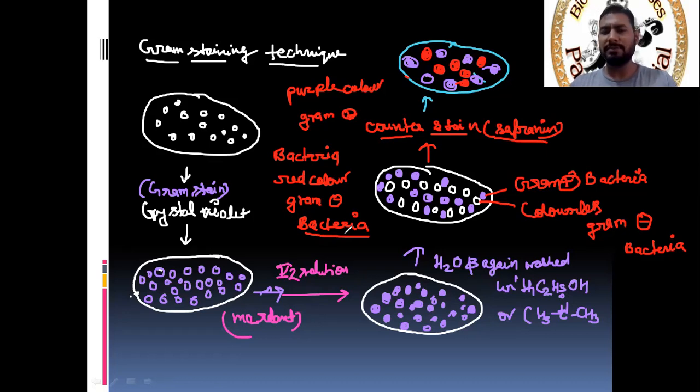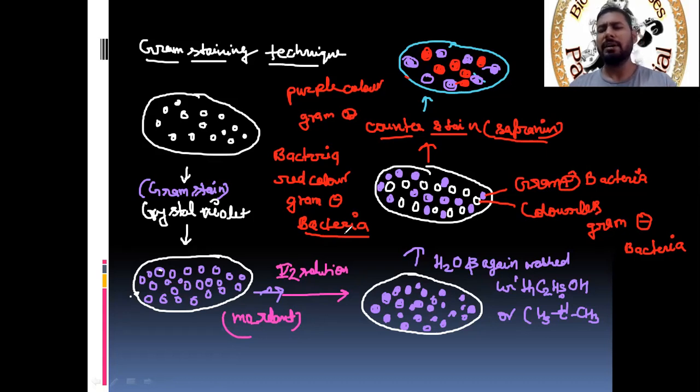When we use this substance, it differentiates those bacteria which have the purple color. We get two different types of colony: one is the purple color, another is colorless. So the purple color bacteria, we call gram positive bacteria, while those bacteria which are colorless, which don't have any color, are called gram negative bacteria.